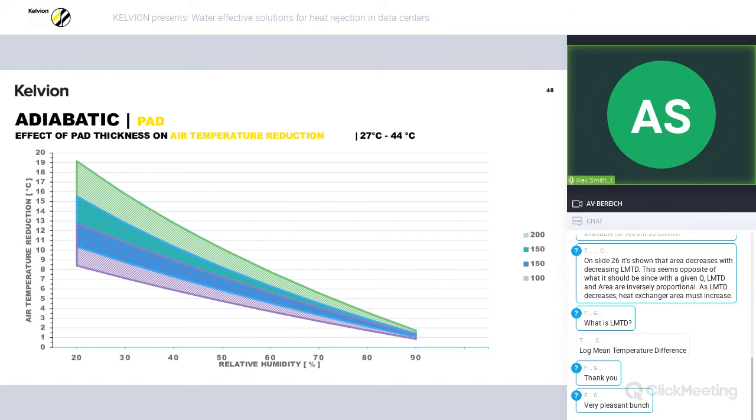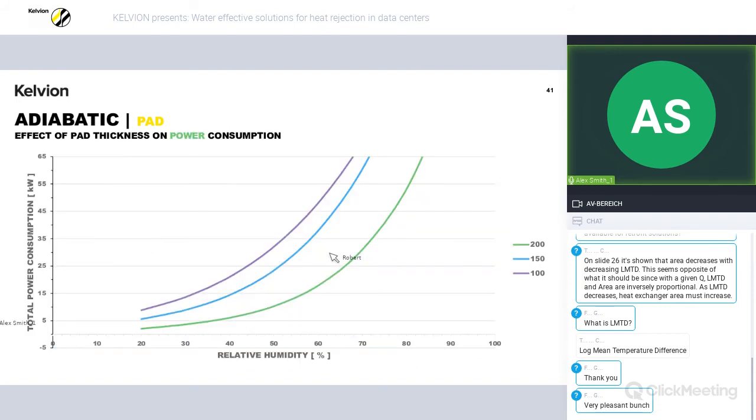So how does this affect power consumption? As the effective air on temperature is reduced, less air is also required to maintain a given capacity, though a thicker pad will increase the static pressure drop on the fan, reducing efficiency and increasing power consumption. Shown here are power consumption curves given required air volume for the unit in question for each pad. So these are corrected to show the right power consumption and the right air volume given the temperature reduction that I've just talked about.